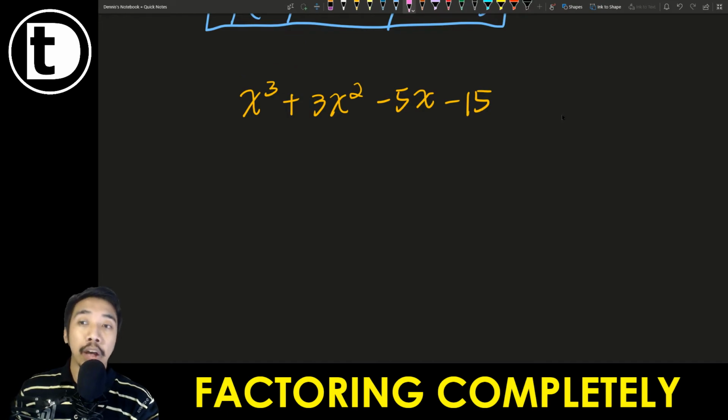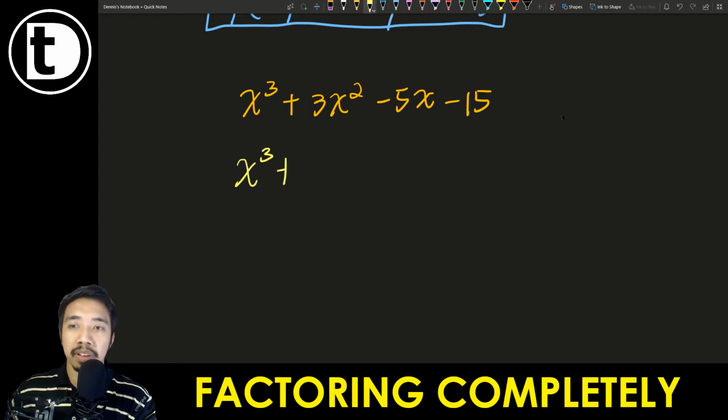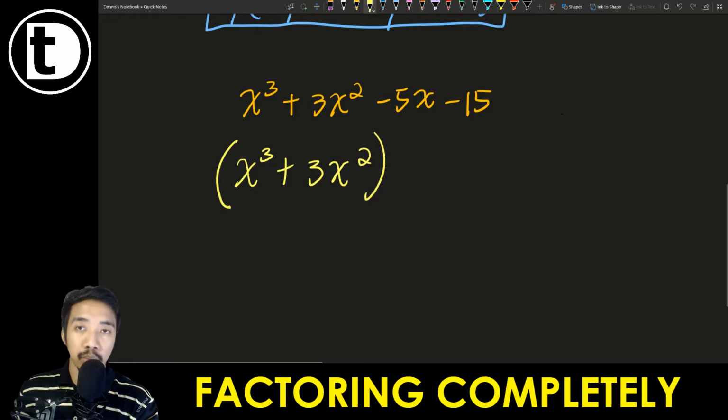So, again, I will be grouping them together by 2's. So, I will have x cubed muna. X cubed plus 3x squared. Okay, so this is the first group. And then the second group will be, okay, so I will just add, sige, kopyahin ko na lang muna, baka kasi malito lang kayo. So minus 5x minus 15.